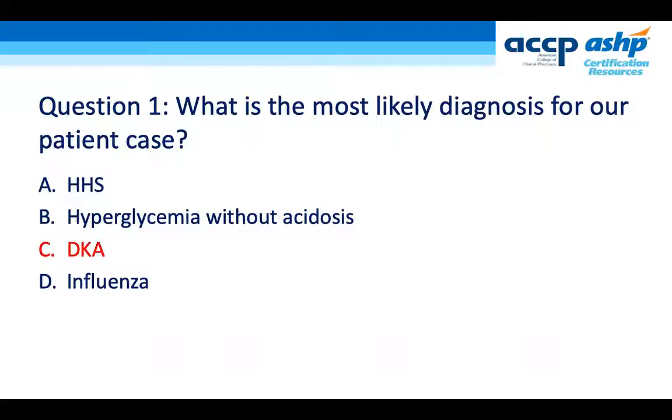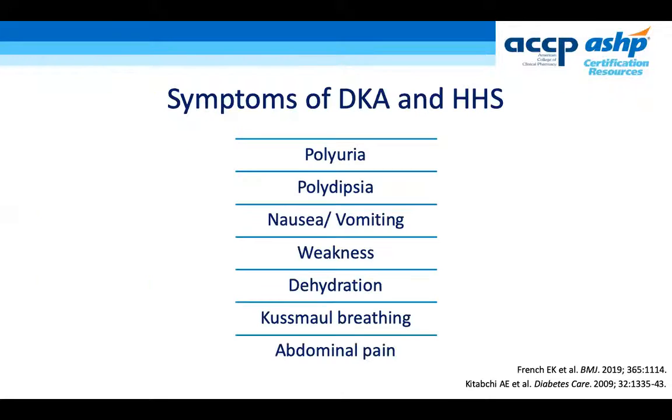And the correct answer would be DKA. He was acidotic. His anion gap was elevated. He had ketones present. I think his pH was all the way down to 7.05. So all the signs and diagnostic criteria of a patient in DKA.